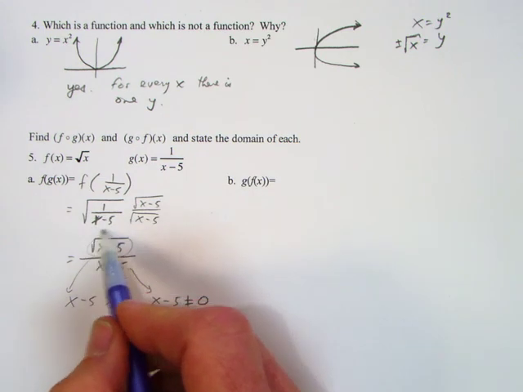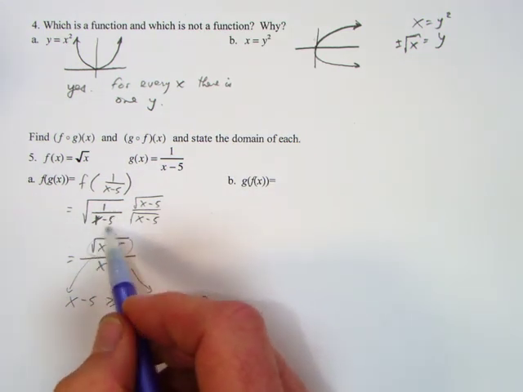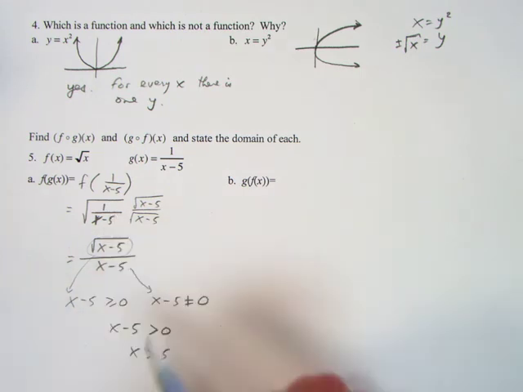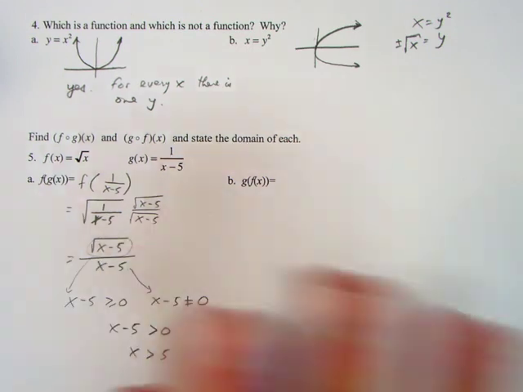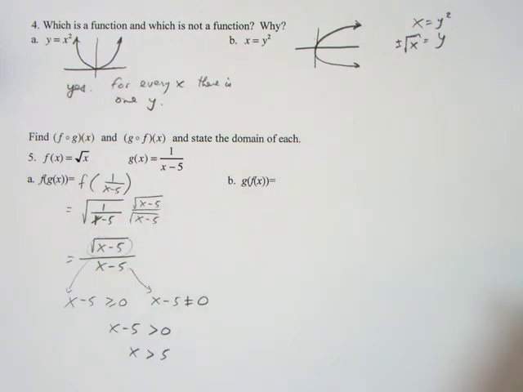And that could have been done right here. We could say, well, I have this thing, and I know it's going to have to be positive. That would mean the denominator, for this type of problem, x minus 5, is greater than 0. So there is our domain, and we'd write x such that x is greater than 5.